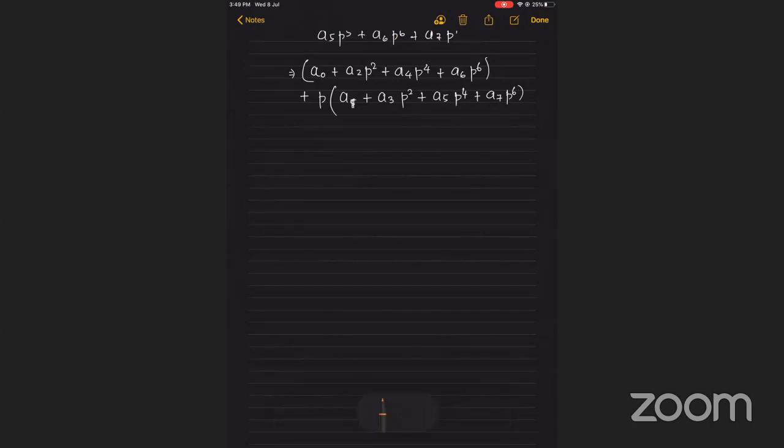What iteration do I do? I do this: A0 plus A4P power 4, plus P square into A2 plus A6P power 4, plus P into, again I'll take P square out, P into A1 plus A5P power 4.